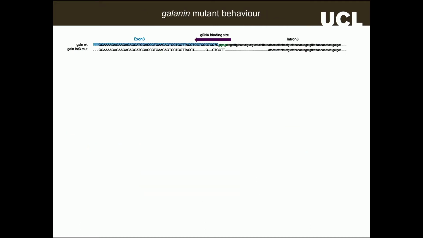So we next generated two zebrafish mutants, and I'm just showing you one because both of them show the same behavior. In this case, it skips an intron splice binding site, so this RNA is basically not made. And we then first looked at the baseline behavior of galanin mutants.